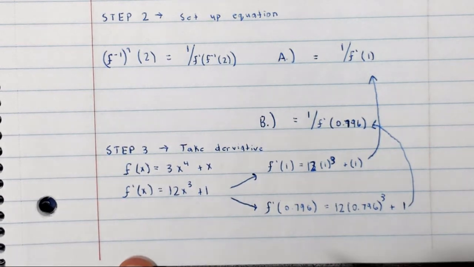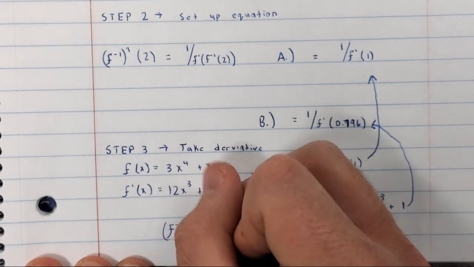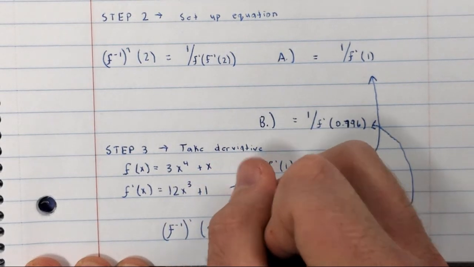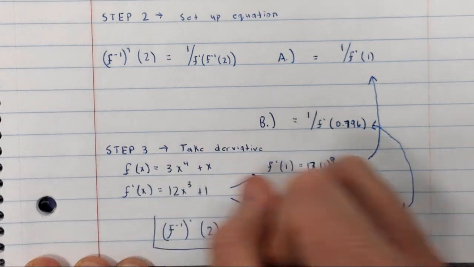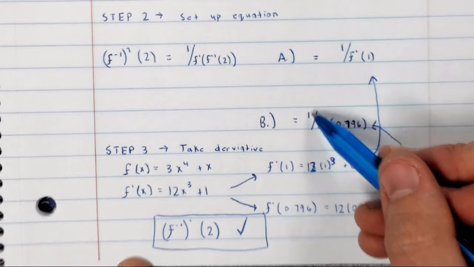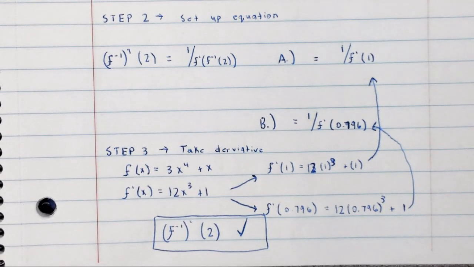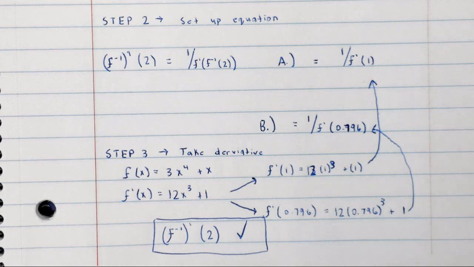And that gets me my derivative of the inverse at 2. And that's just plugging stuff into your calculator and solving. Remember, it's 1 over those values, not just those values. Okay, that is problem number 5.